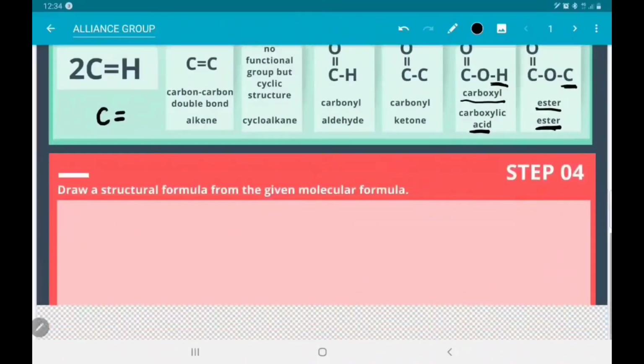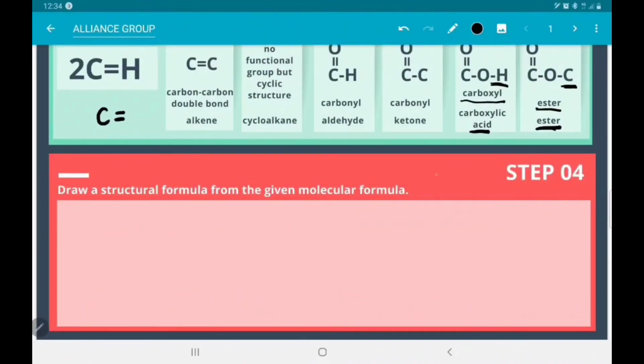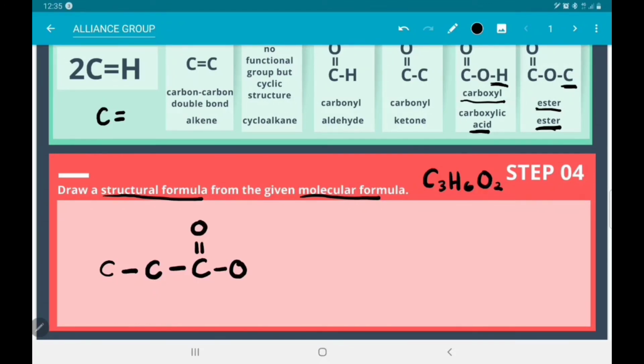Lastly, step number 4, we have C3H6O2 as the molecular formula. How to write the structural formula? So we draw C, C, C, and we draw double bond O and another O because we have 2 oxygen and the formula has a double bond. And complete this compound with hydrogen. So we have CH3, CH2 and H. So this compound is a carboxylic acid.